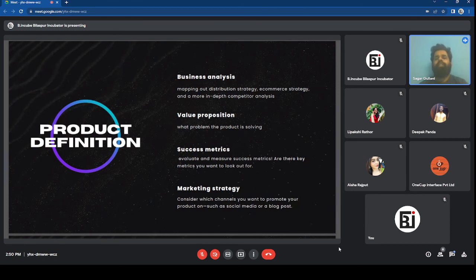Like, consider which channels you will promote to. Either you will go to social media or blockchain or an e-commerce platform, right? So this strategy may need to be revised depending on the finished product. Initially, if you are building a product, you will go with your own website, right?